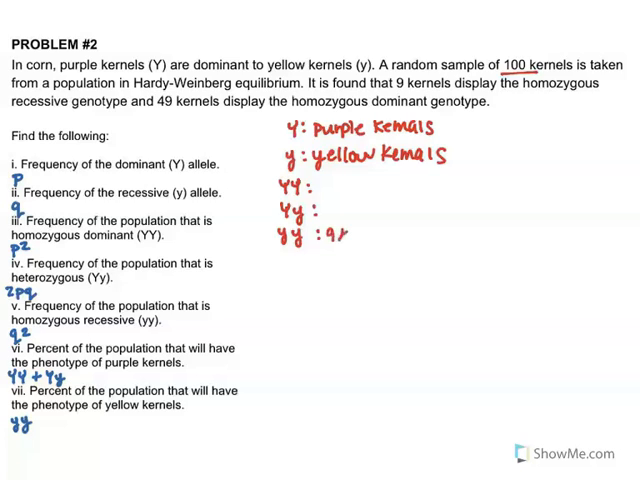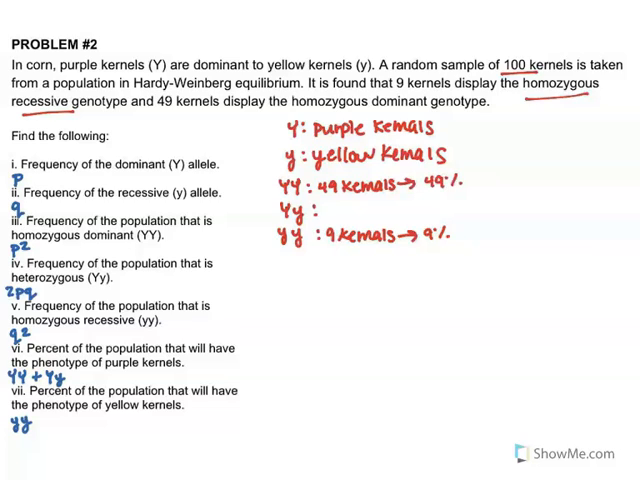That's 9 kernels. I'm going to go ahead and already say that's 9% since it's a population out of 100, and that's homozygous recessive. And it looks like 49 kernels display homozygous dominant. Ooh, more information. So 49 kernels, that's 49%. Okay, let me go ahead and use Hardy-Weinberg to answer these questions.